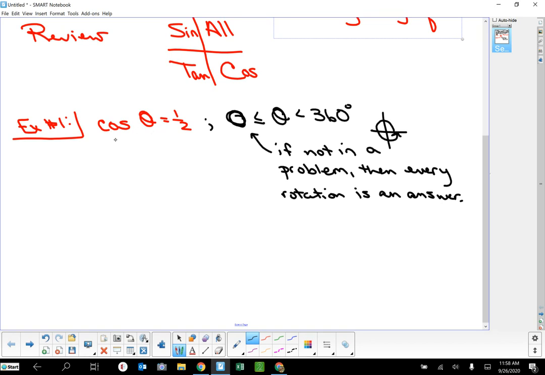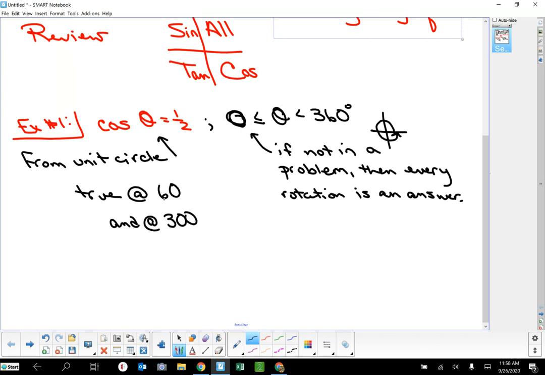And here is where that comes into play. Well, we know from the unit circle, cosine of theta is a half. This is true at 60 degrees and at 300 degrees, right? You can go back and check your unit circle. That is a true statement. That is true at those two places. Well, that means that it is also going to be true at 60 plus a full rotation, plus 2 full rotations, plus 3 full rotations, plus 4 full rotations.